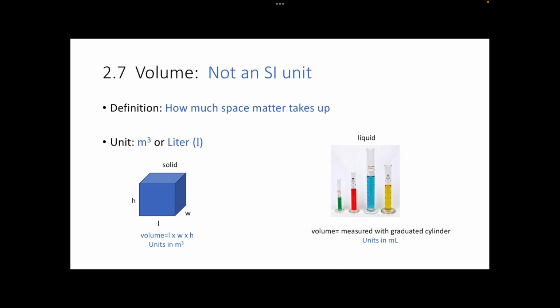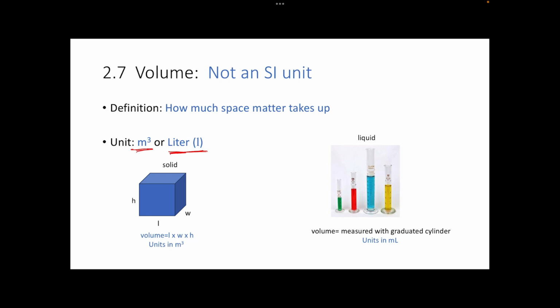So the definition of volume is how much space matter takes up. If you remember, we previously talked about mass, and that's how much of something there is. Now we're talking about how much space matter takes up. There are two different units we'll be using for volume: meters cubed, which is for solids, or the liter, which is for liquids. And gases are also measured in liters.